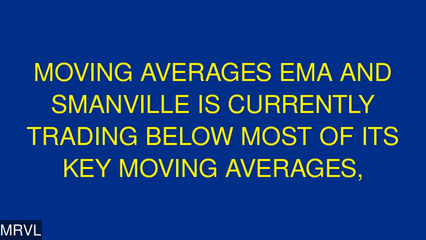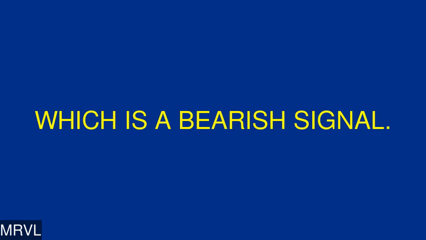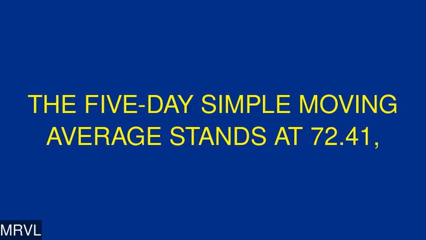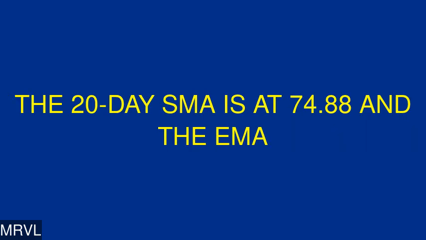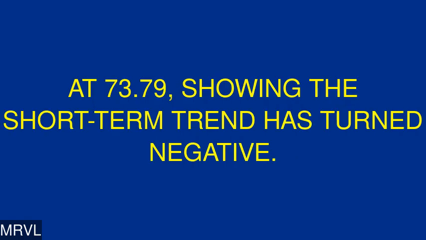Moving averages, EMA and SMA. MRVL is currently trading below most of its key moving averages, which is a bearish signal. The 5-day simple moving average stands at 72.41, while the exponential moving average is lower at 70.96. The 20-day SMA is at 74.88 and the EMA at 73.79, showing the short-term trend has turned negative.